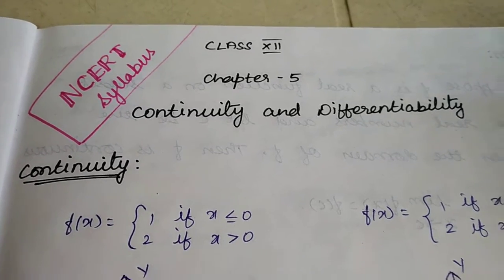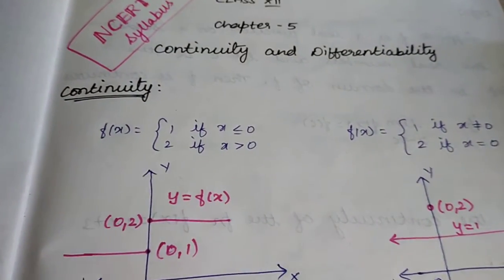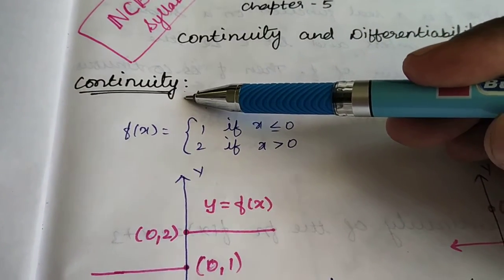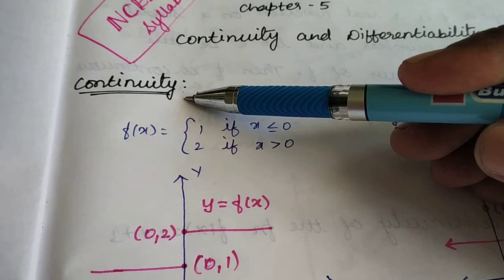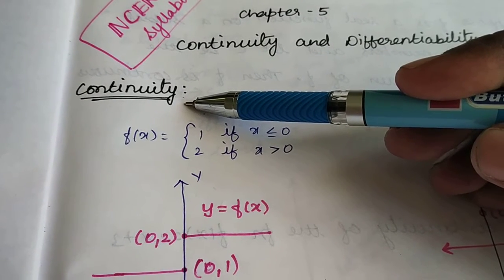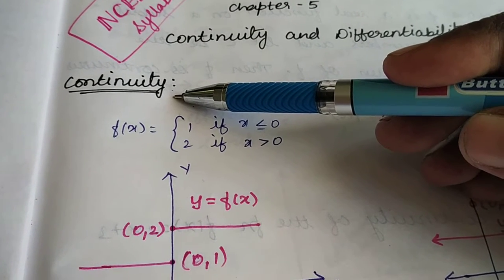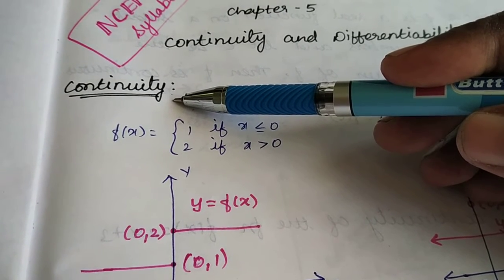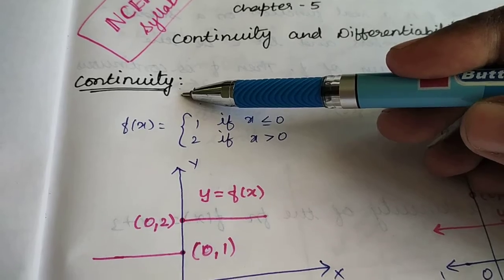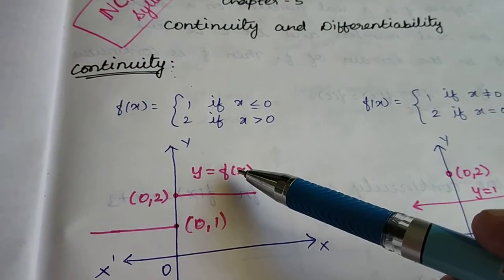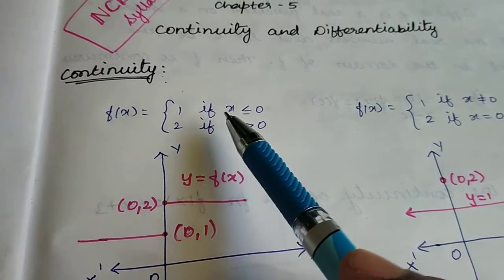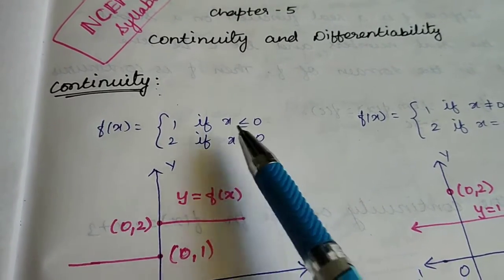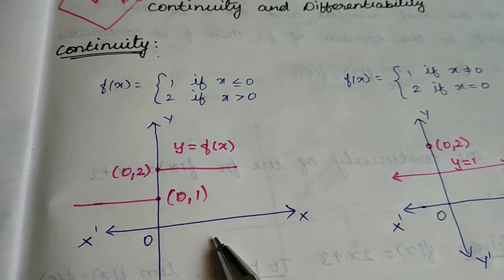So first let us see what is meant by continuity. The word itself says continuity means it is a continuous procedure. Here we are dealing with functions, so we can say it should be a continuously happening, or continuously going, line in a graph. For example, if you consider f of x, which is defined like this, then we'll be getting a graph like this.